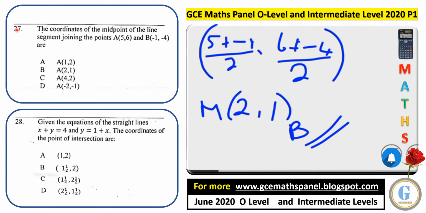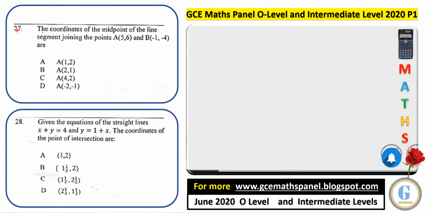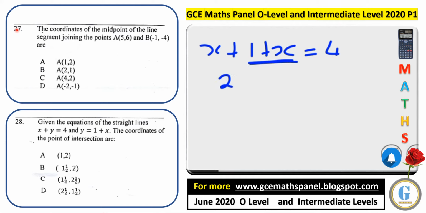Question number 28. Given the equations of the straight lines x plus y equals 4 and y equals 1 plus x, the coordinates of the point of intersection are. It's just to solve this simultaneous equation, right? I will substitute equation 2 into equation 1. I know that y is the same as 1 plus x, so x plus 1 plus x is equal to 4. I've replaced y by this value. This now gives me 2x equal to 3.